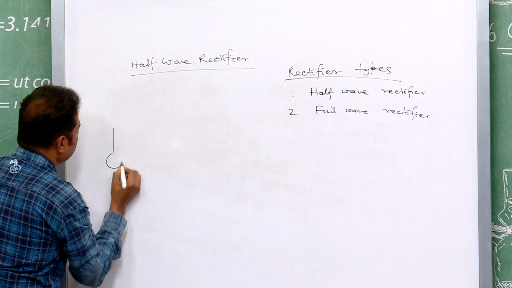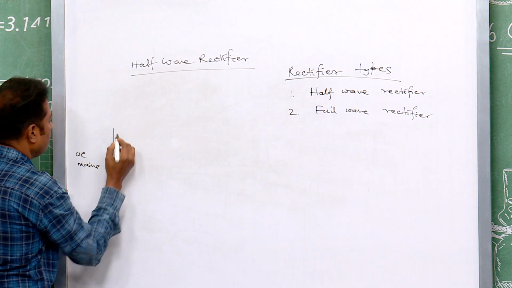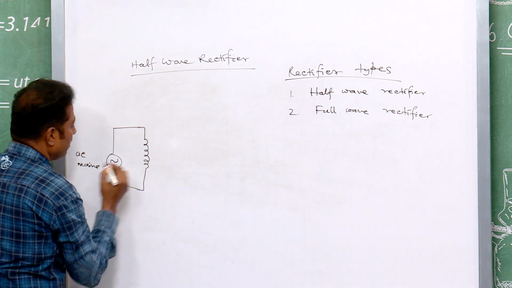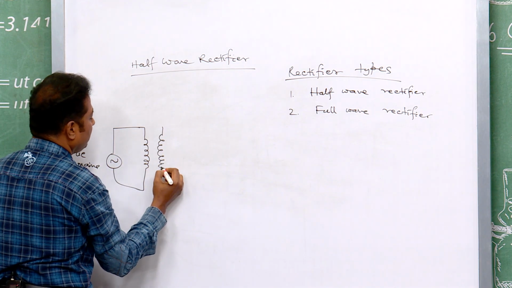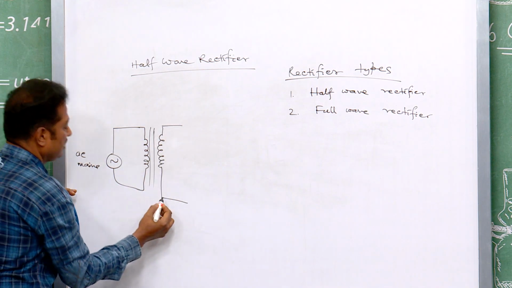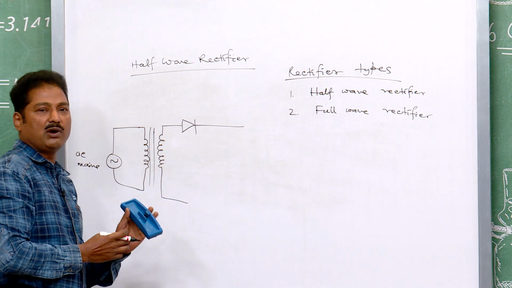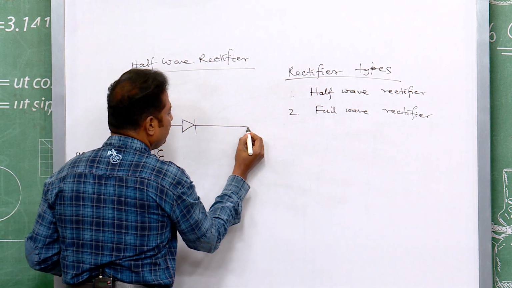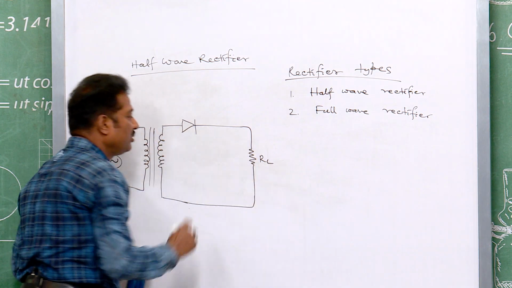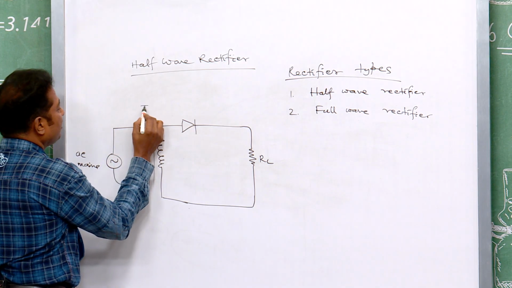So, it is your AC mains, and you use a transformer. The cores are there, you use one diode. For half wave rectifier, one diode is sufficient. Then you take your output in the load circuit, load resistor. So, what happens here actually? This is your transformer.